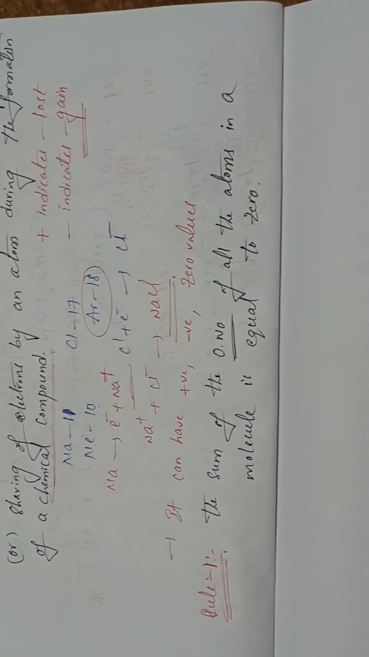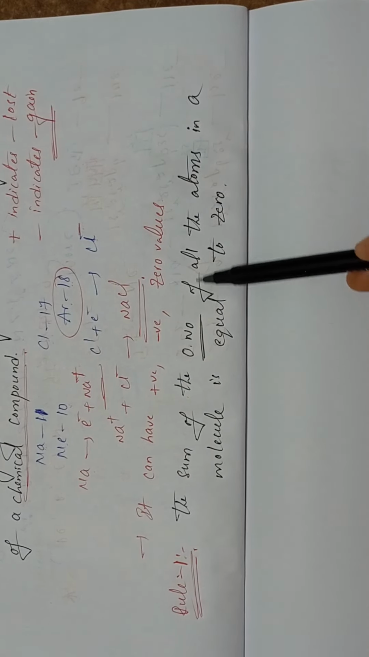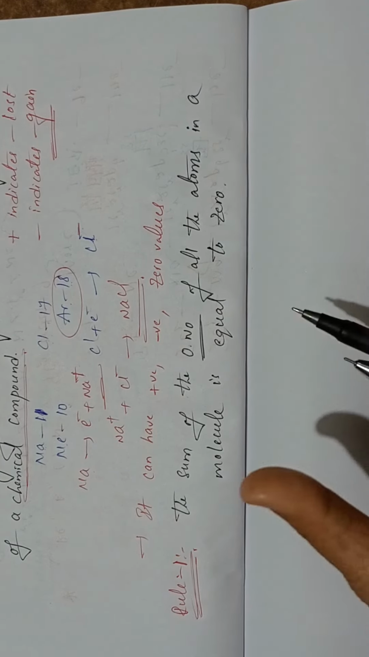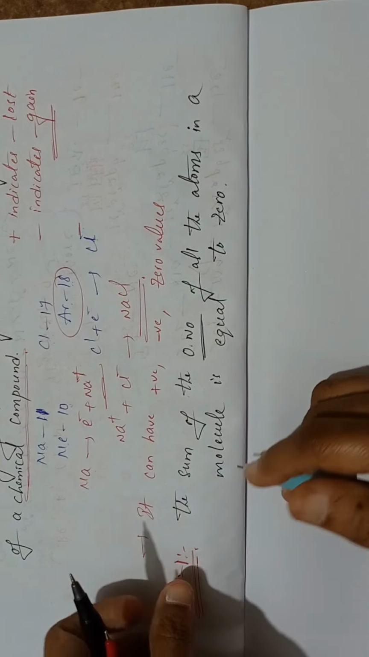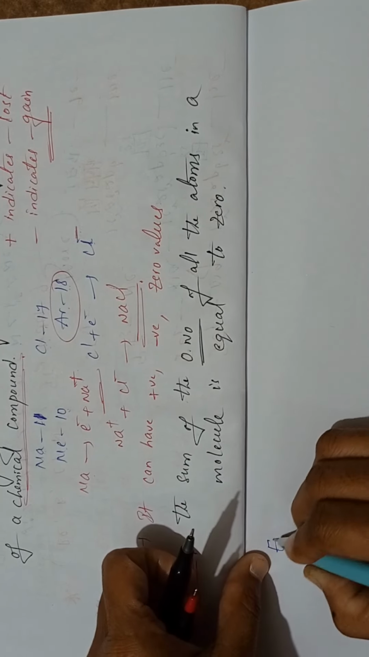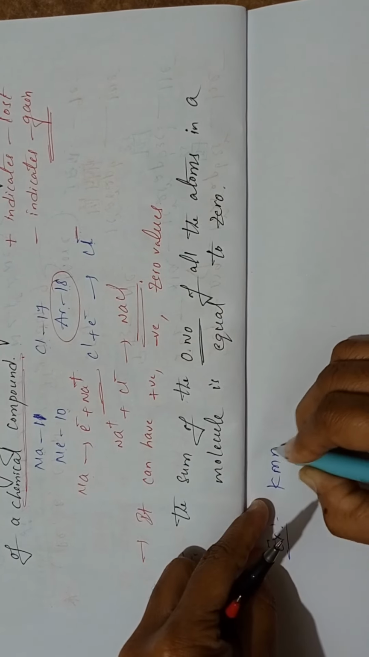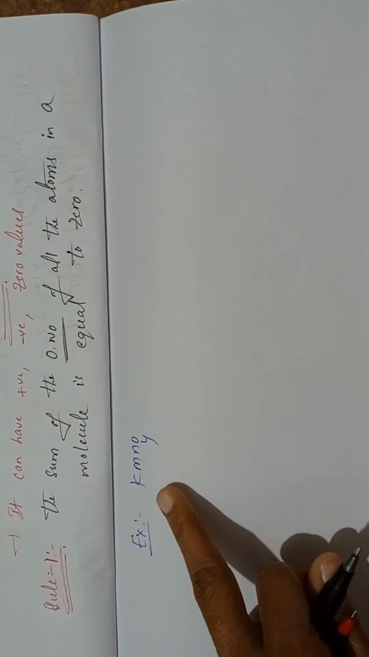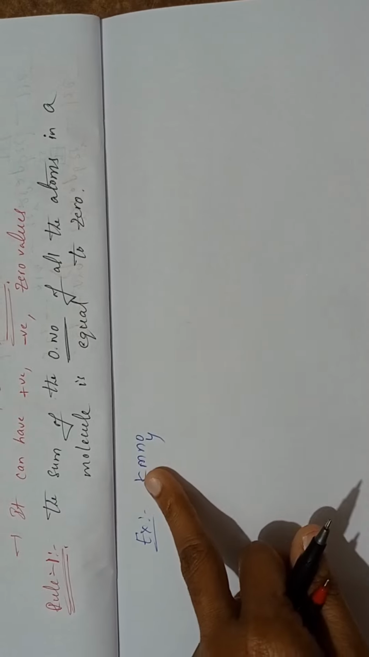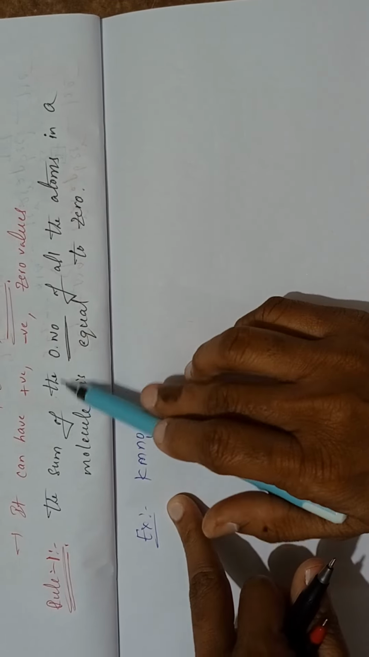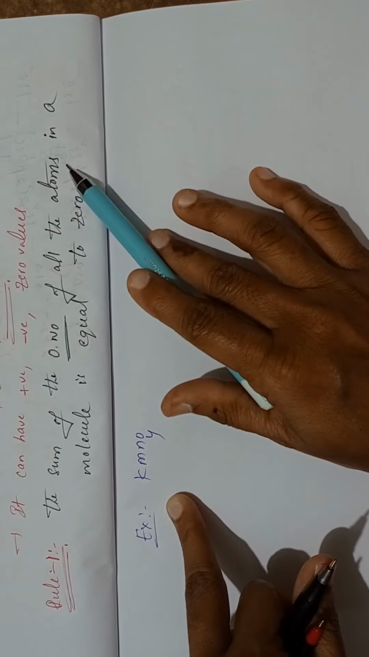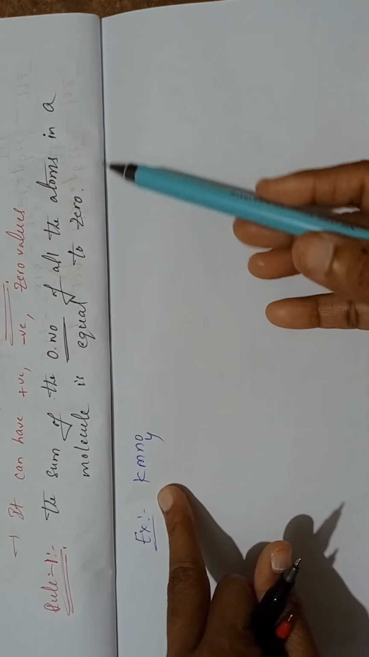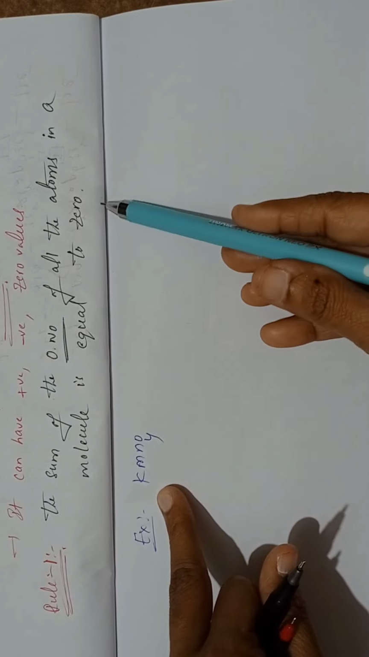So now see, students, what is the first rule? The sum of the oxidation numbers of all the atoms in a molecule is equal to 0. For example, I am taking the KMnO4 compound. How do we find the oxidation number of the unknown element? First, the rule: the sum of the oxidation numbers of all the atoms. Which atoms are there? Potassium, manganese and oxygen atoms. In a molecule this is equal to 0, students.